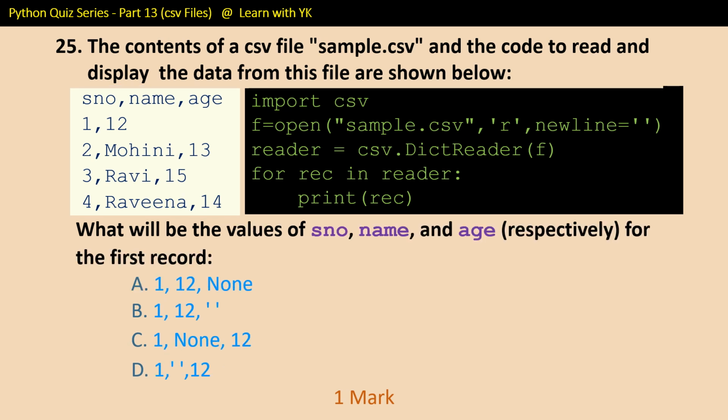Question number 25. Again the same contents of the file and same code. Now you have to tell what will be the values of serial number, name and age respectively for the first record. Choose the correct option from A, B, C and D. And the correct answer is option A. It will be 1, 12 and none.